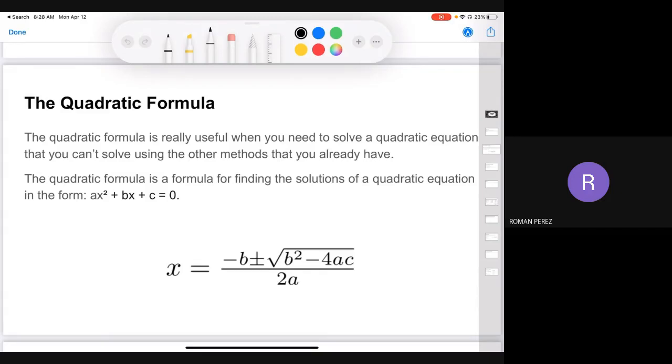The quadratic formula is a formula for finding the solutions of a quadratic equation in the form a times x squared plus b times x plus c. That is our quadratic equation in standard form, and we're going to use the quadratic formula to solve these equations. And so here would be our quadratic formula, the one you see here. Basically what you do to use this quadratic formula is you plug in your a where it says A, you plug in your B where it says B, and you plug in your C where it says C. Everything else that is not A, B, or C stays the same. It's our constant, and that's why we're able to use the quadratic formula to solve our quadratic equation.